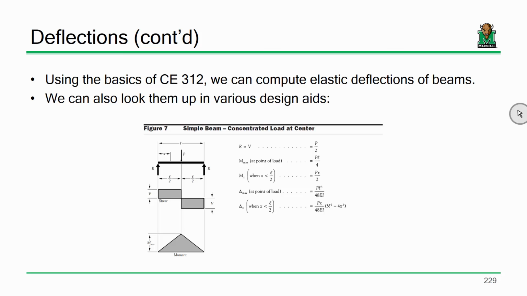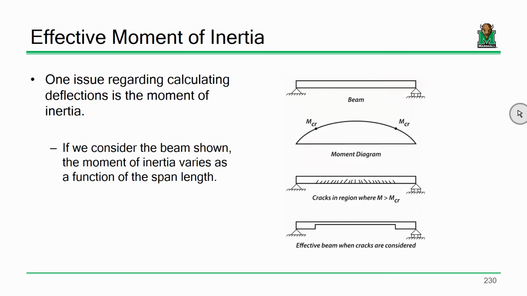One other point I will say. Make sure that you're being conscious of your units going into these expressions. In PL cubed over 48 EI, E is in ksi, I is in inches to the fourth, P is in kips, and L, do you use feet or inches? See where I'm getting at? So make sure that you're using consistent units. Everybody good?